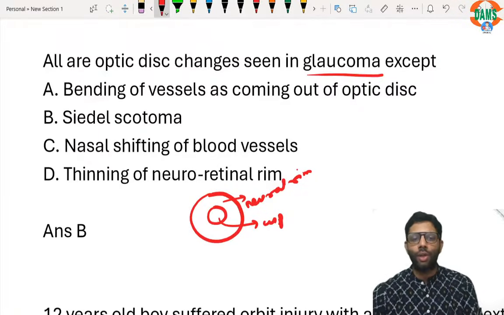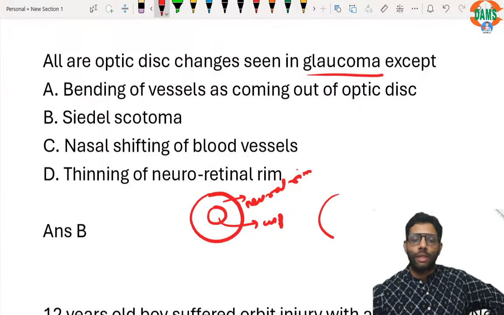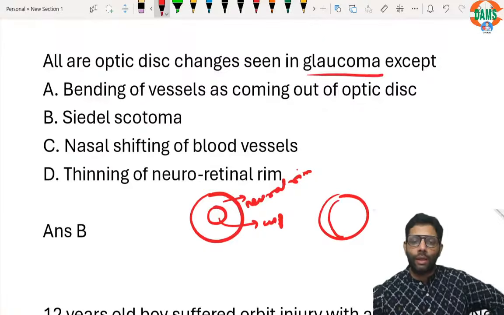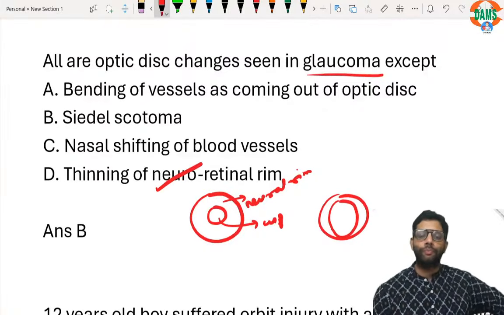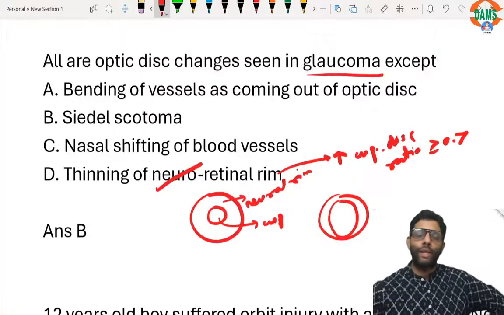Now in glaucoma, there is a loss of ganglion cells. So loss of ganglion cells means loss of nerve fiber axons. So there is a thinning of the neuroretinal rim. So that is true, causing increase in the cup disc ratio, and when it is more than or equal to 0.7, it is abnormal.